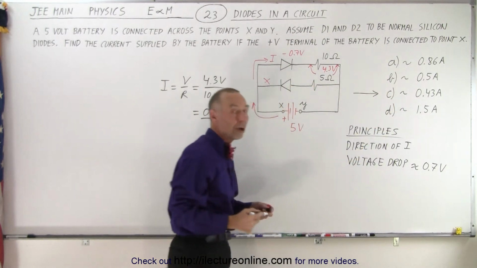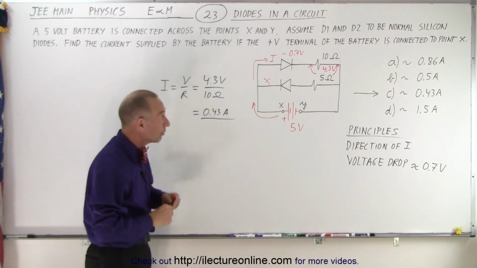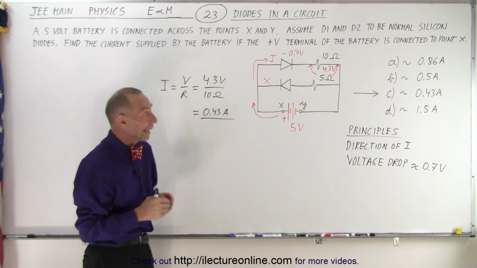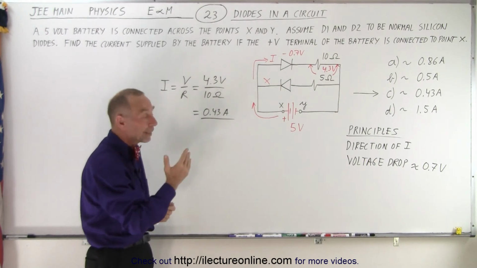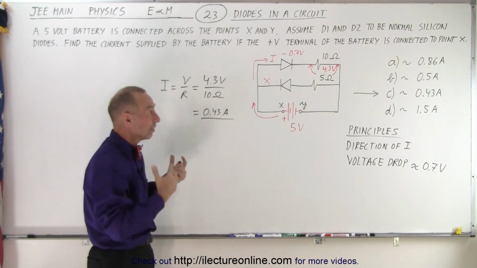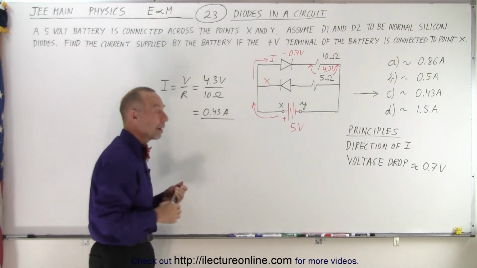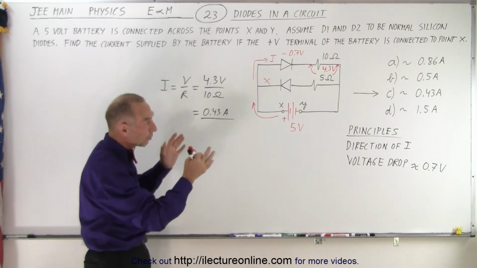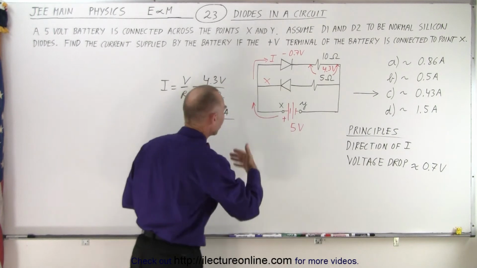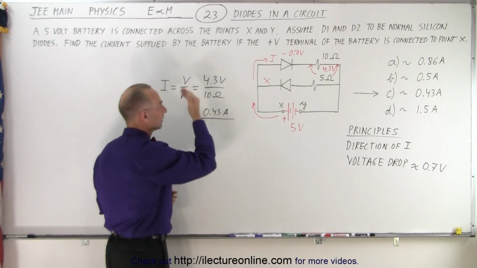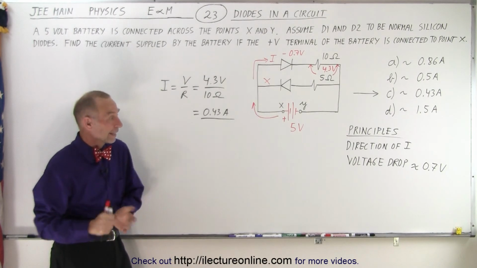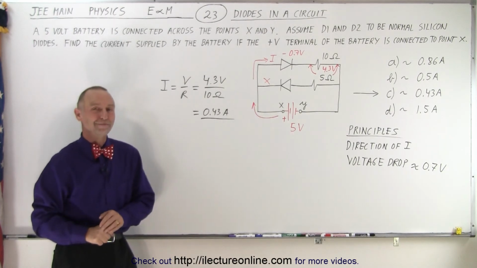Now, why did they put approximately there? Well, it turns out that the voltage drop is not exactly 0.7 volts, and it depends a little bit upon the amount of current that flows through it. So there's a slight variation. Since we don't know exactly what the properties of that diode are, that's why they put the approximate answer down. But if we just call it a 0.7 volt drop, 0.43 amps is the correct answer, so that would be the answer to pick. And that is how it's done.